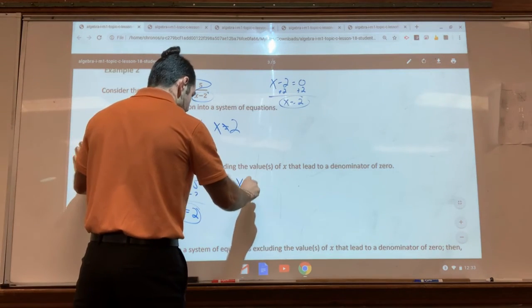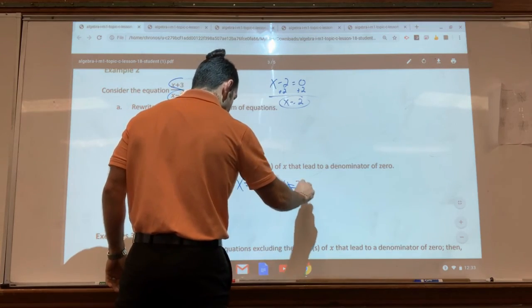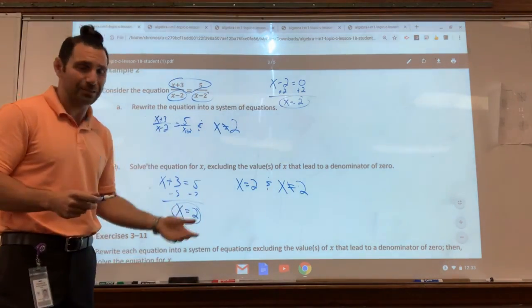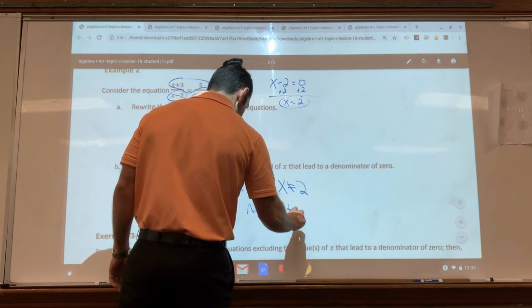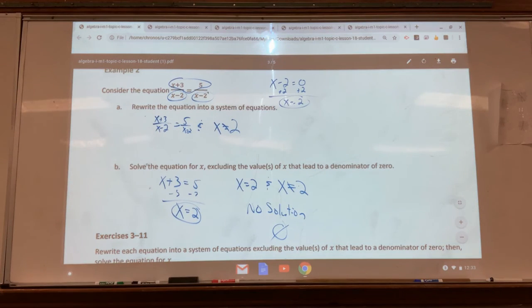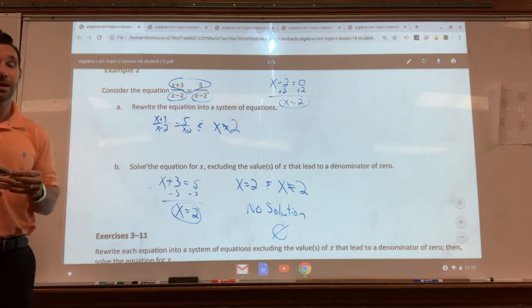Well, solve it. So x equals 2, and, wait a minute, x can't equal 2. So how is this possible? If x equals 2 and x can't equal 2, well then, there's no solution. It's a null set. Because the solution that we get is not allowed to be a solution, because when we substitute in that solution, the denominator is 0, which causes an error.